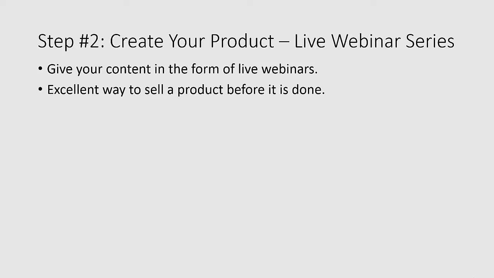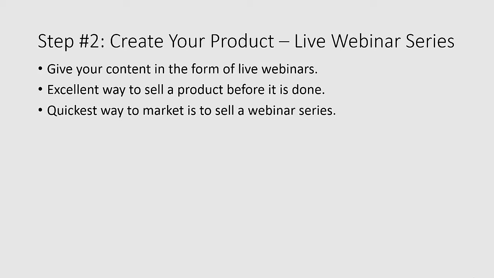So you could actually do PowerPoints. It's an excellent way to sell a product before it is done. So you could actually have in mind what you're going to discuss. You need to have your outline prepared at the very least before you do your sales copy. And then you can sell people on, hey, I'm going to be here for a live webinar. It's the quickest way to get yourself to market, to sell a webinar series.